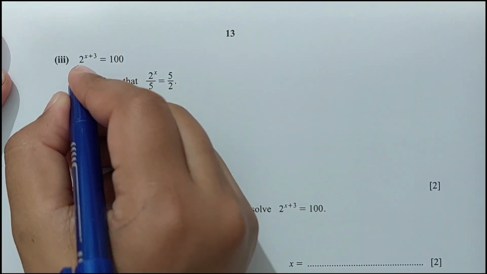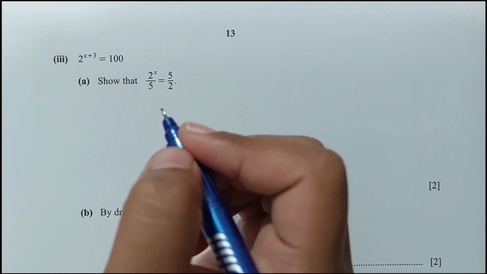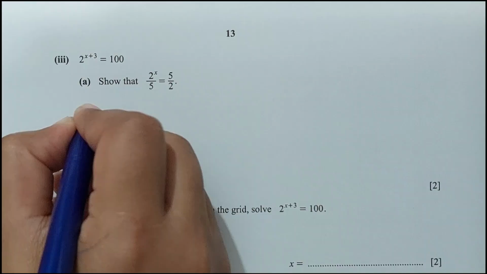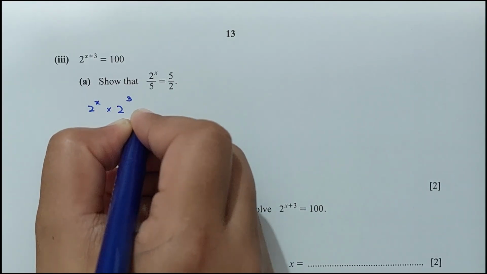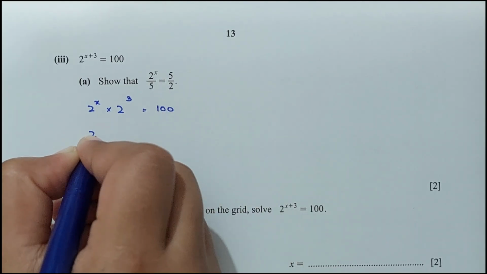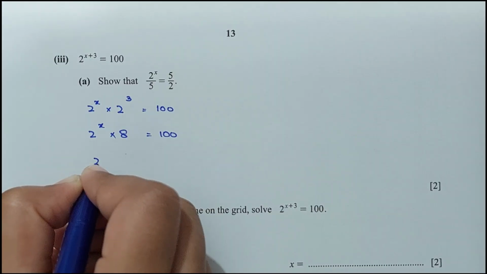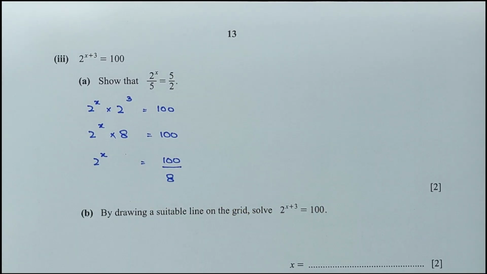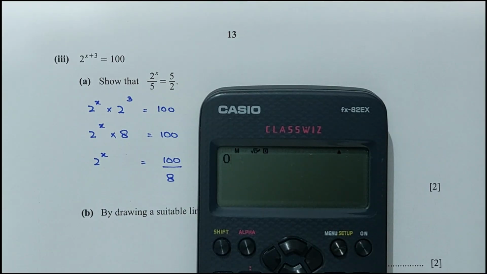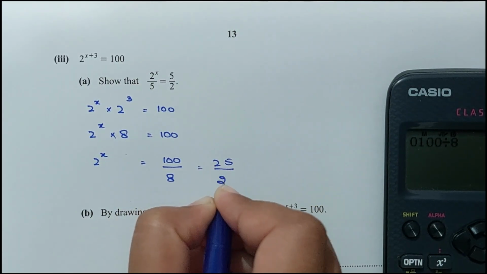Now for part 3: 2 to the power x plus 3 equals 100. Part A, show that 2 to the power x over 5 equals 5 by 2. So simplify: 2 to the power x times 2 to the power 3 equals 100. 2 cubed is 8, so 8 times 2 to the power x equals 100. So 2 to the power x is 100 over 8, which is 25 by 2 in simplest form.